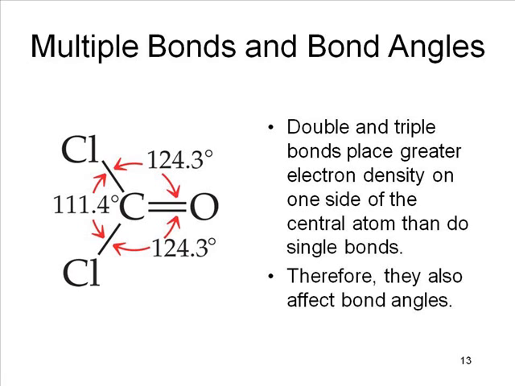In fact, this is showing a very great variance from the expected 120, 120, 120, because remember that Cls are highly electronegative. So they pull the electrons away from the carbon, and the electrons are very far away, so that means they can get closer to each other on the back end of this molecule, forming that small 111 degree angle. So you do get variations from the expected domain geometry based on this valence shell electron pair repulsion theory.